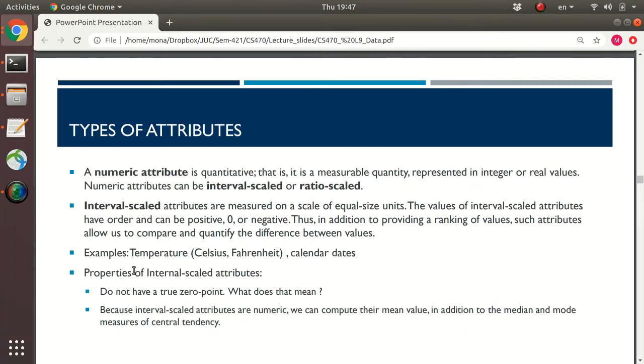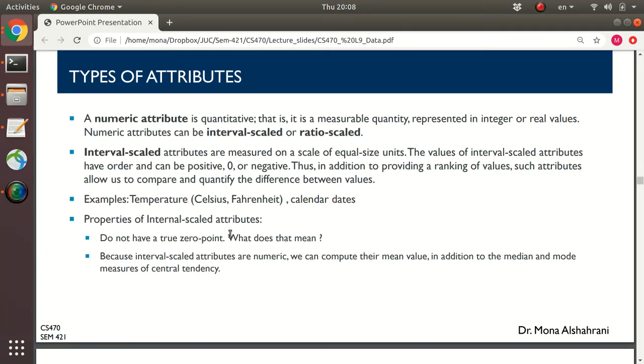Properties of interval scaled attributes, sorry, there is a typo here, are that they do not have a true 0 point. And what does that mean? This means that for such attributes, an absolute 0 does not exist. For example, for temperature in Celsius and Fahrenheit, we cannot say that the 0 represents the case in which there is no temperature.